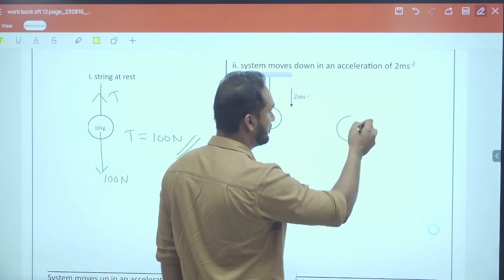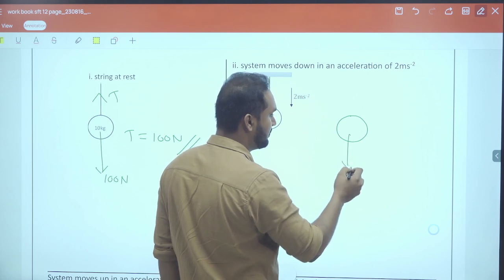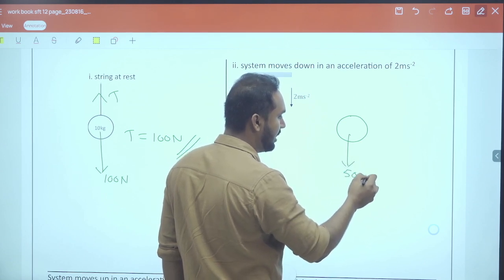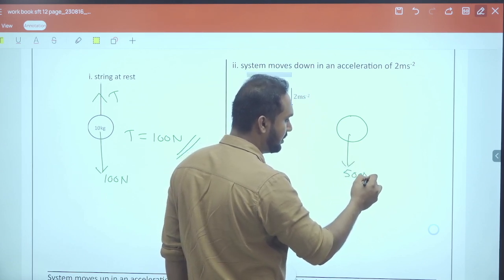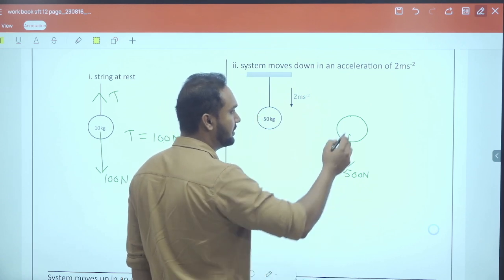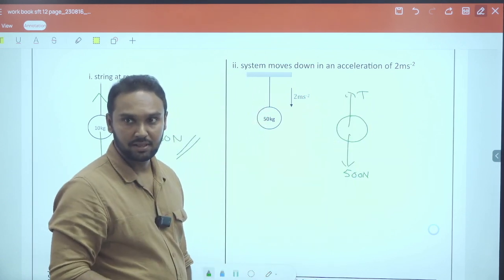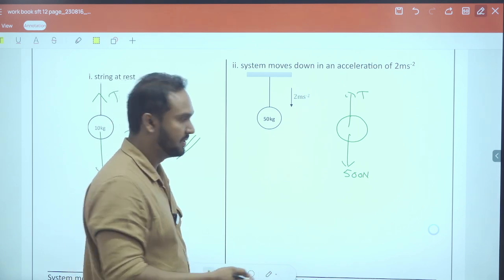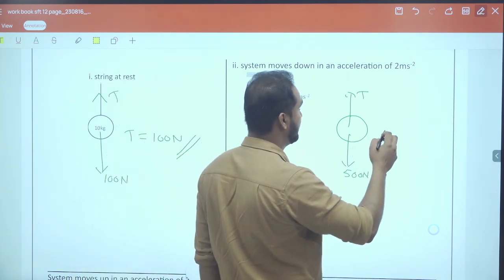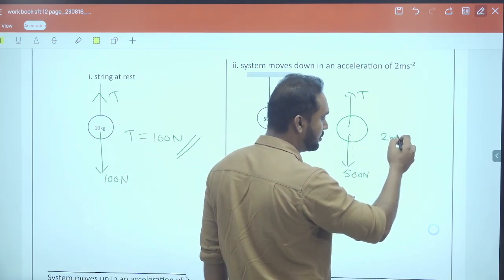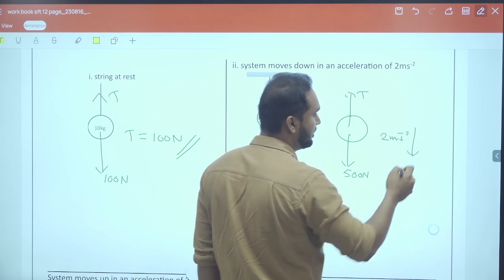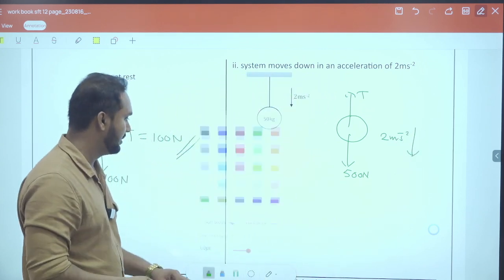How do you mark the forces? 500 newtons acting downwards, and the tension acting upwards. That's all the forces. And the acceleration is how much? 2 m s^-2 downwards. Now you have to find the tension.